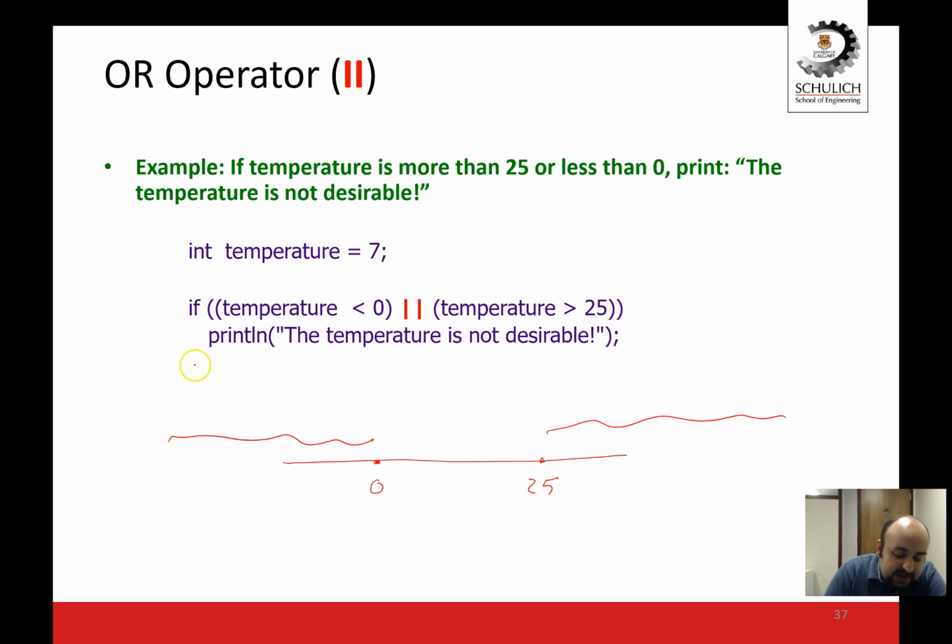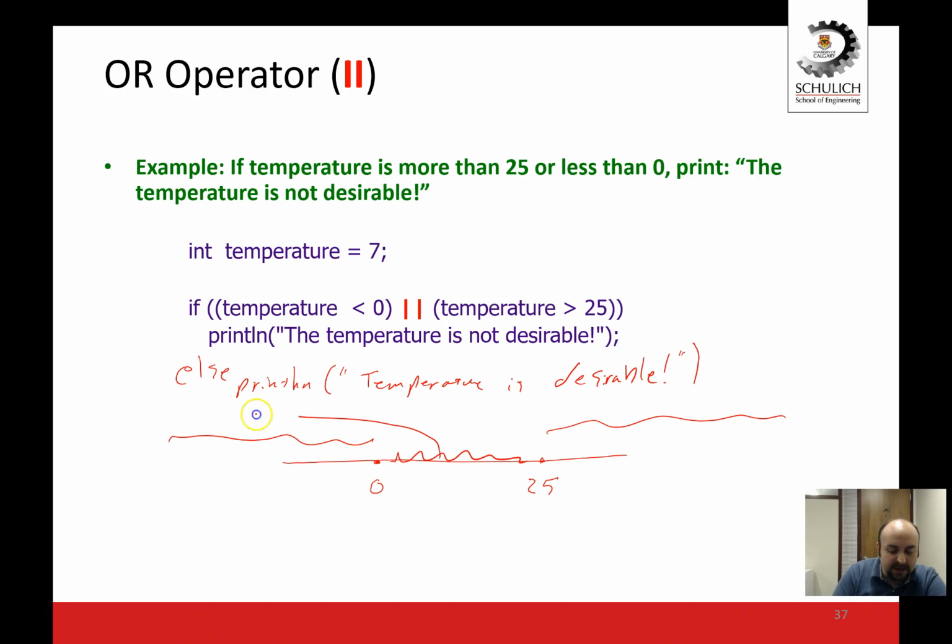You could have an else here and basically say temperature is desirable. So anything else, so as long as it's not less than 0, as long as it's not greater than 25, in here, this is going to be the or, and this is going to be the else. Make sense?